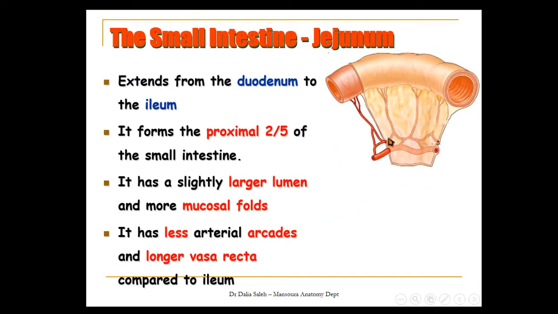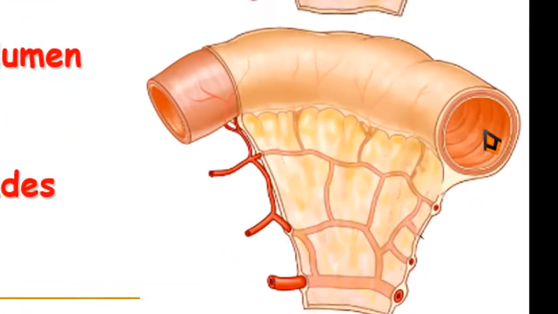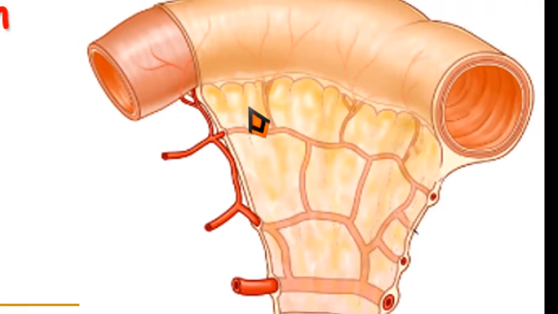So if you compare the jejunum to the ileum, it has less arterial arcades, meaning the network of vessels here, and longer vasa recta compared to the ileum. And this is part of the ileum. It has a narrower lumen than the jejunum, less mucosal folds, more arterial arcades, and shorter vasa recta.